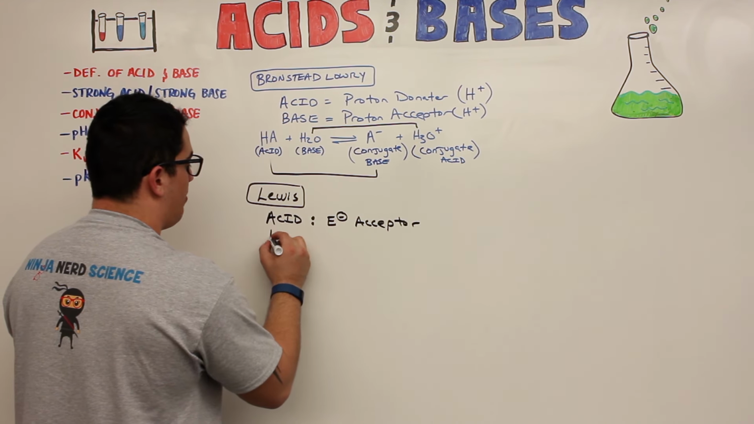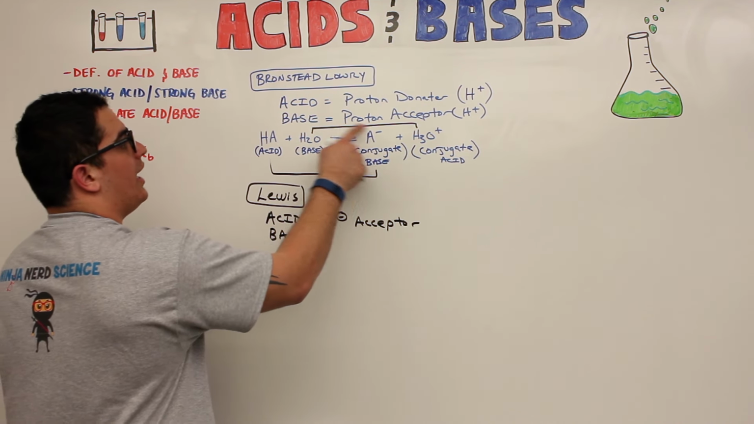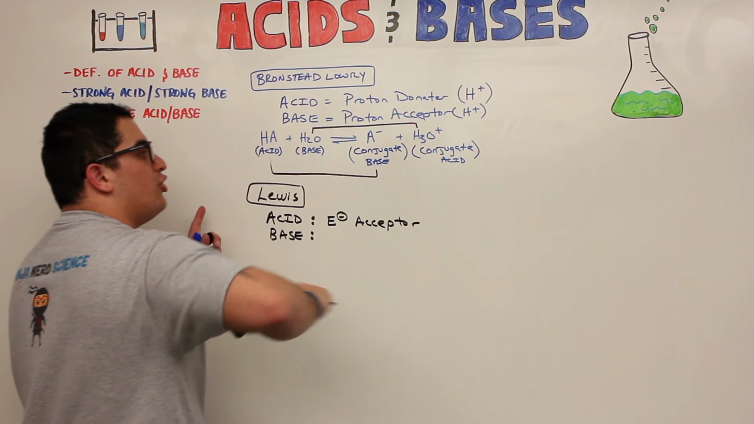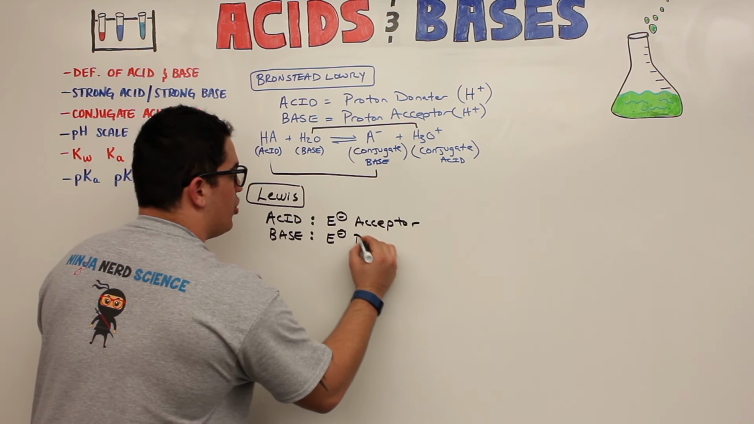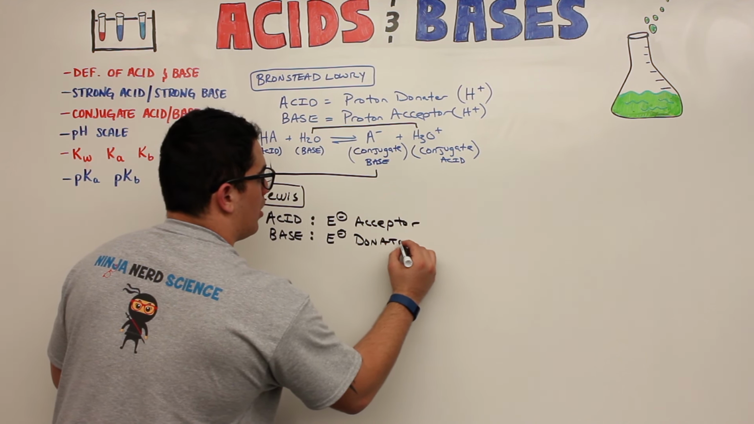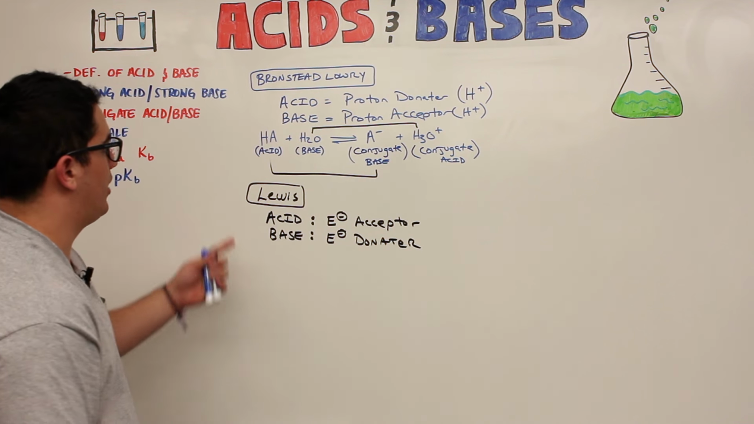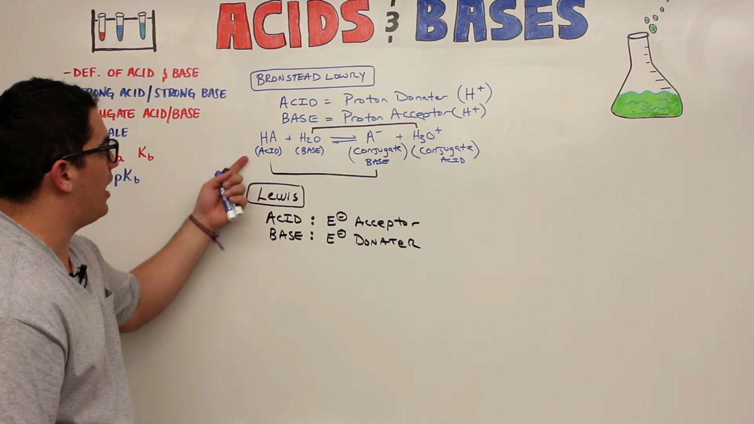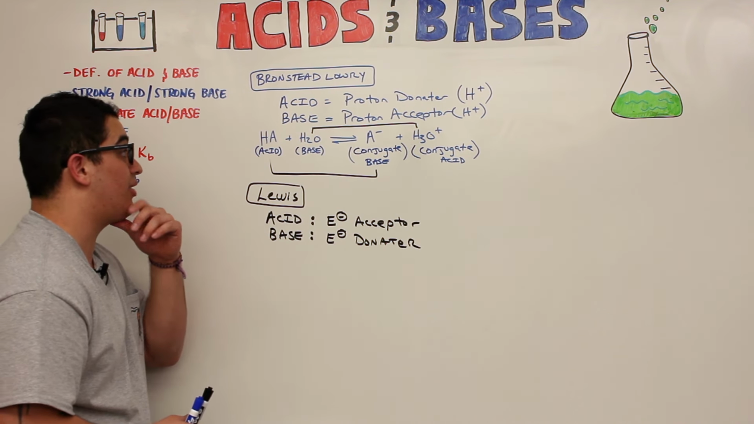Okay, cool. So then a base, what was a base doing? A base was accepting a proton. So he must be donating electrons. So he is an electron donator. Not too bad here then, right? If we were to go based off this, we could apply the same concept here with the Lewis acid and Lewis base. There are two exceptions. We're not going to talk about them.